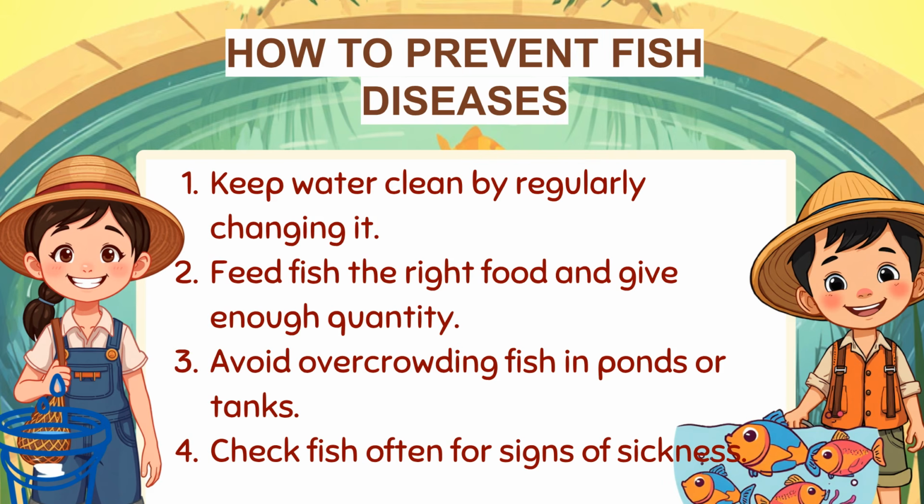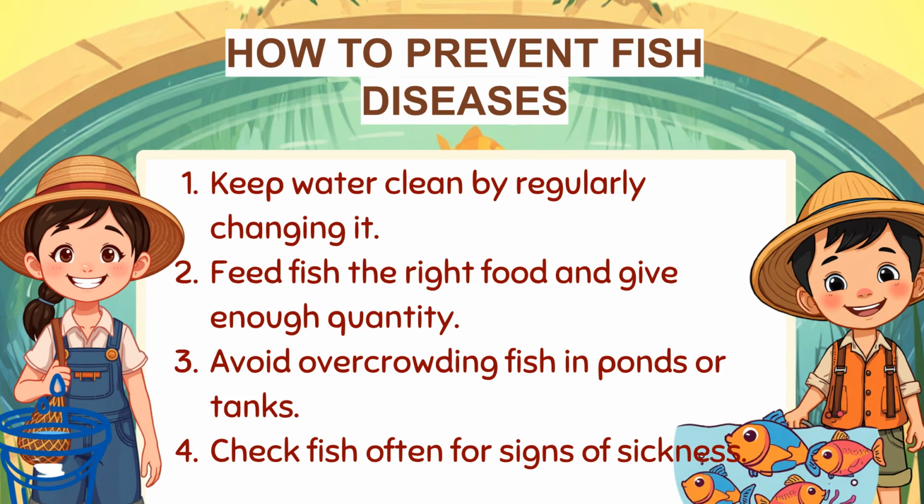Third, avoid overcrowding fish in ponds or tanks. Too many fish in a small space can cause stress and allow diseases to spread quickly. Fourth, check your fish often for signs of sickness. Observe their swimming, feeding behavior, body color, fins, and scales. Early detection allows you to take action before the disease spreads.